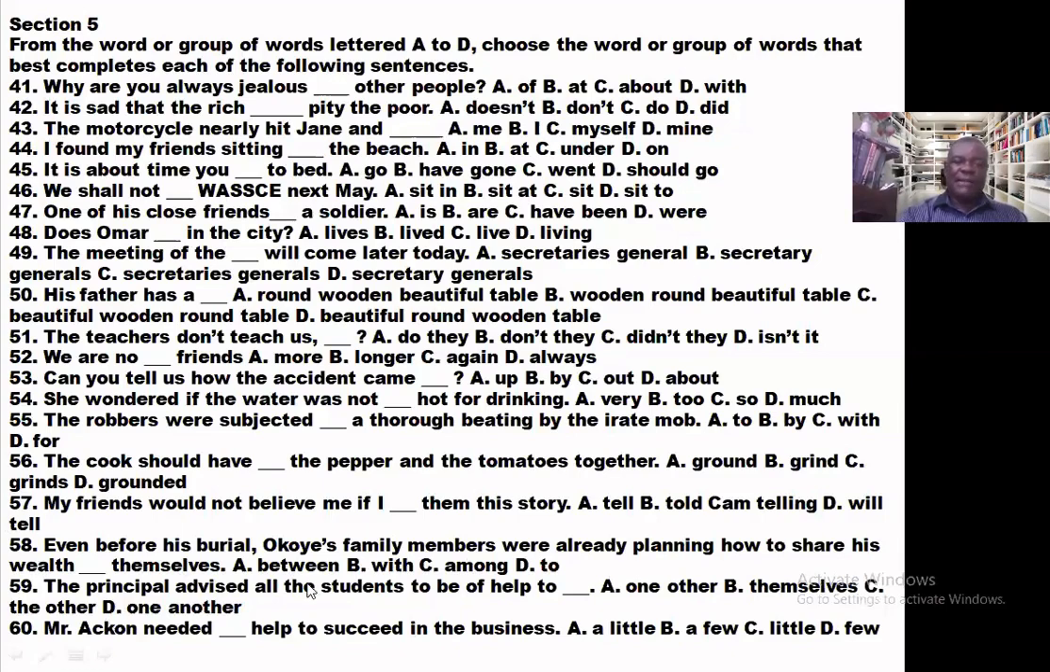59, the principal advised all the students to be of help to dash. Again, more than two. If it is two, then we can say each other. But since it is more than two, it is one another. All right? Then 60, Mr. Akon needed dash help to succeed in the business, a little help, all right?